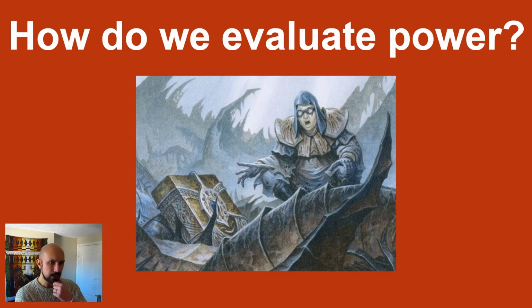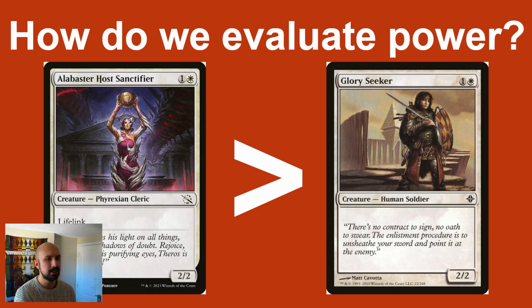So it is specifically a tool used for placing cards in decks and identifying what they do for the deck. So then, of course, the question comes, how do we evaluate power? And of course, this is the simplest thing we've ever done. If we're taking a look at these cards, and I'm sorry, my face is going to cover it a little bit, we can see that Glory Seeker is a 2/2 for 1 and a white, and Alabaster Host Sanctifier is a 2/2 lifelink for 1 and a white. So of course, Alabaster Host Sanctifier is better than Glory Seeker.